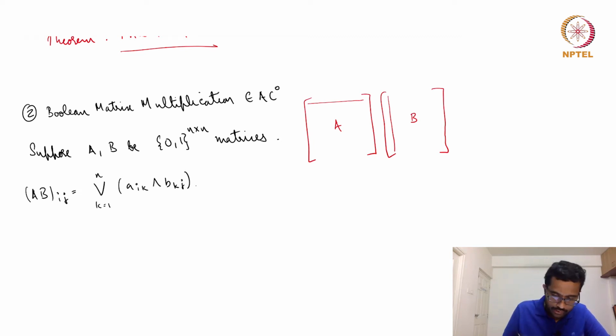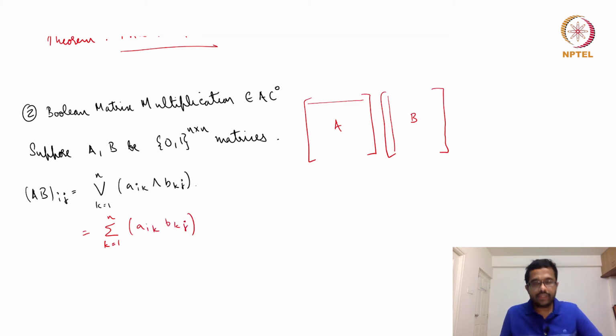Right. So what we will have in a usual multiplication is the ijth entry of AB will be the summation of k equal to 1 to n of Aik multiplied by Bkj. But Boolean matrix multiplication means we will replace summation with an OR and we will replace multiplication with an AND.